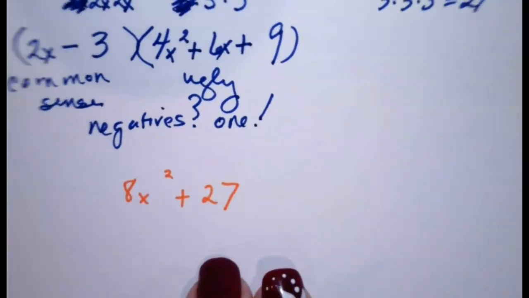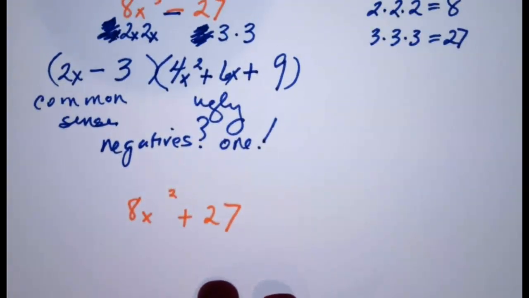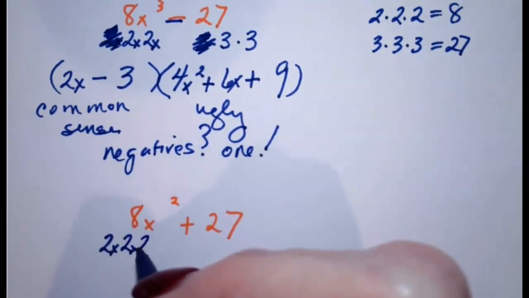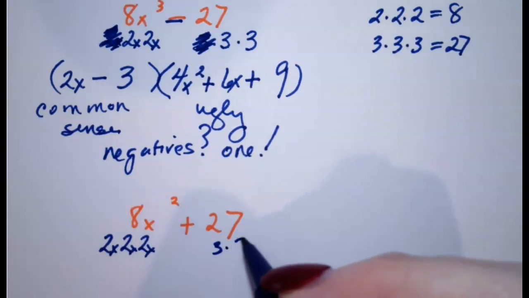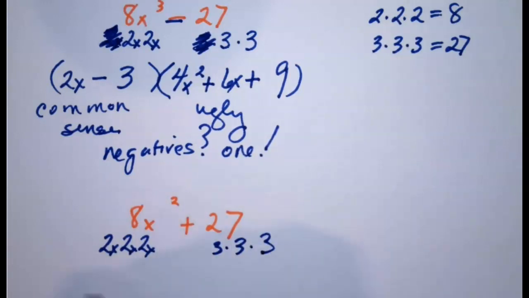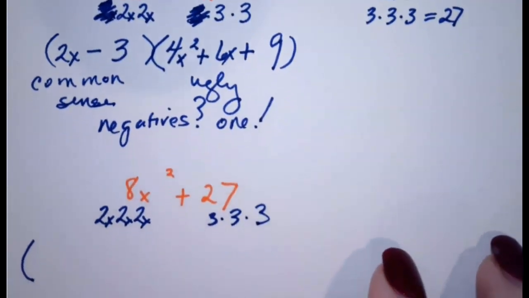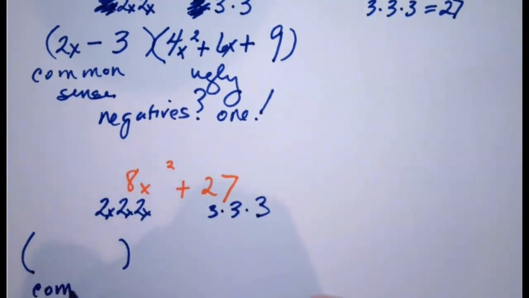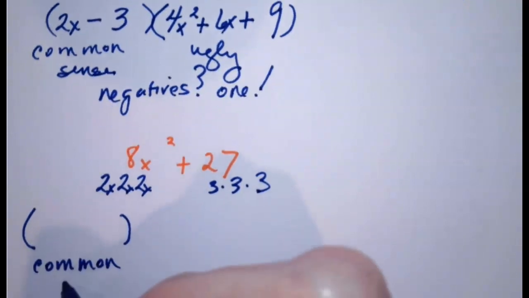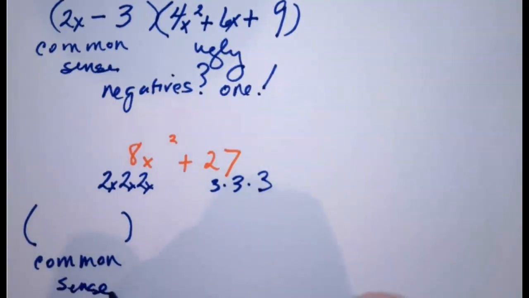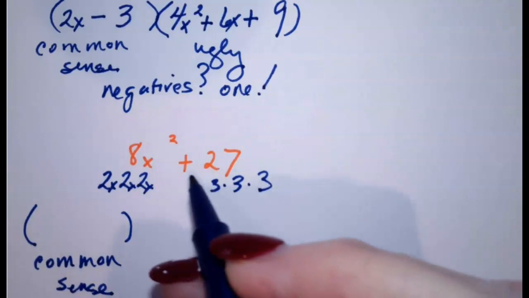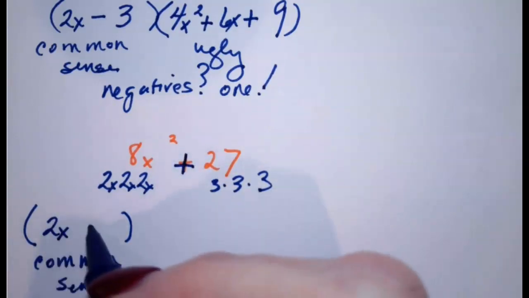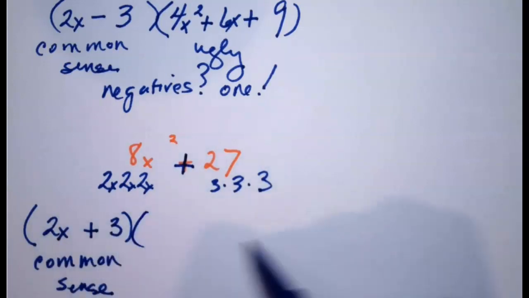So the last one here, let's think this through. After we already have this one, is this still 2x, 2x, 2x? Is this still 3, 3, and 3? But what's different this time? What's the common sense one this time? The common sense is 2x plus 3. 2x plus 3.